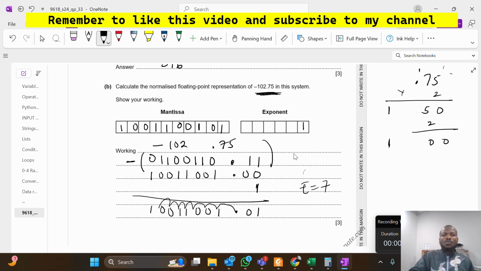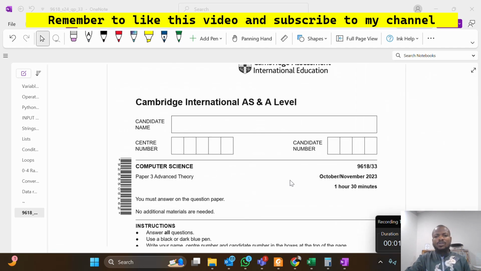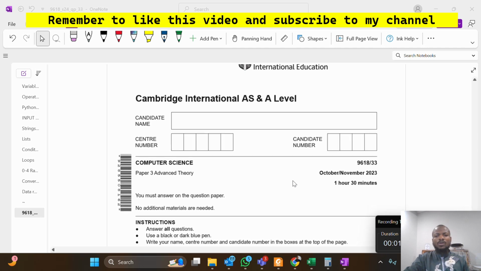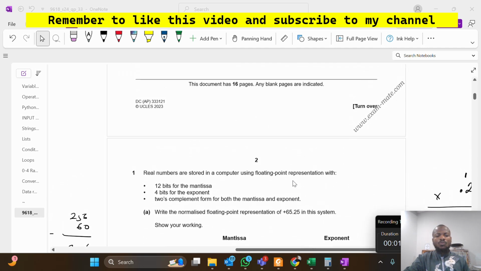Then this should be 000111 because 7 is 111. I hope this is well understood. Okay, good. So the next question will be solved from October, November 2023 and question 1.